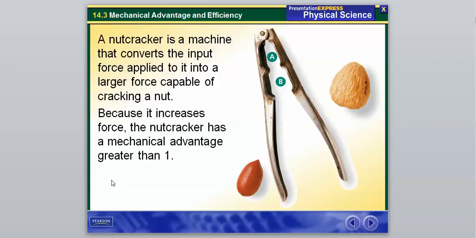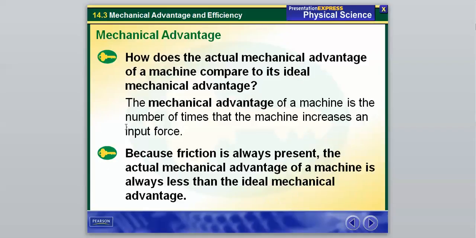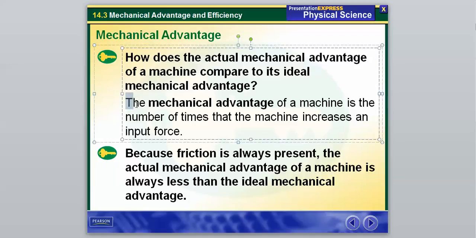So mechanical advantage is going to be the first thing we're going to focus on, and we're going to have two types. So one of our big key questions is actually comparing the two types. We have actual mechanical advantage versus ideal mechanical advantage, but we'll get to that in a second. But just in general, our definition for mechanical advantage: the mechanical advantage of a machine is the number of times that machine increases an input force. So how much the machine can actually multiply the force that we put into it. And again, we can measure that in two different ways: the actual mechanical advantage and then the ideal mechanical advantage.